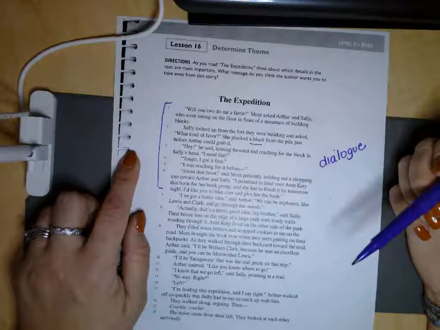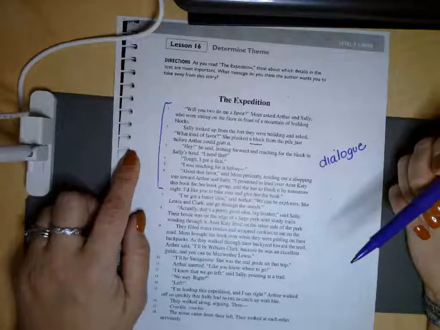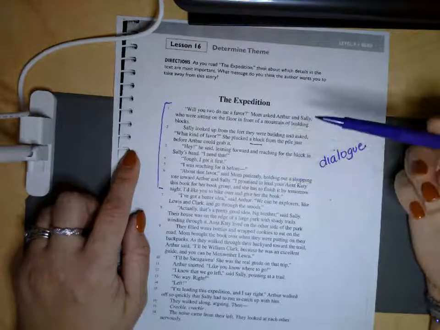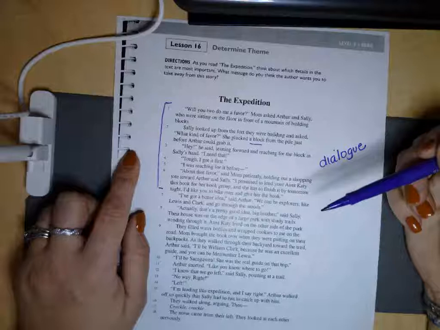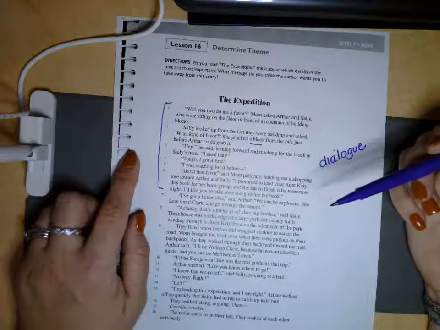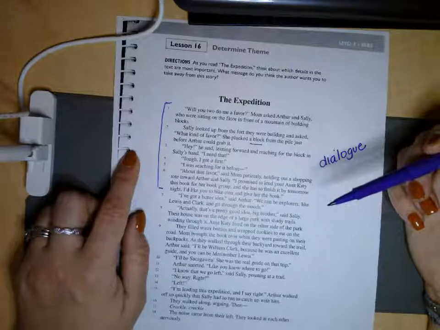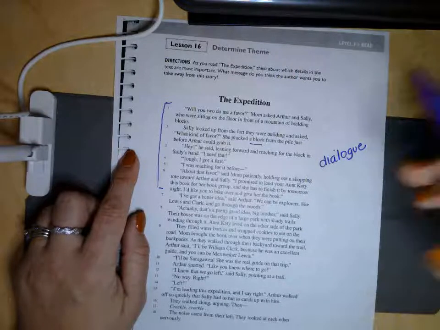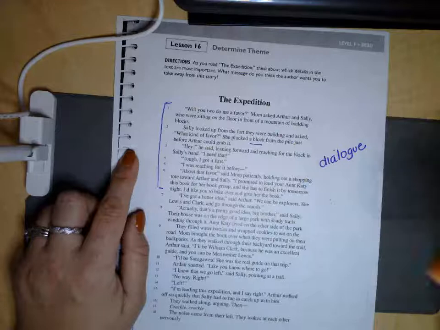I'm assuming they're brother and sister. Did they say big brother? Okay, so they are brother and sister. So they're probably quarreling a lot. They're probably arguing a lot. Sally takes the block from Arthur. Arthur wants it. They bicker about it back and forth.